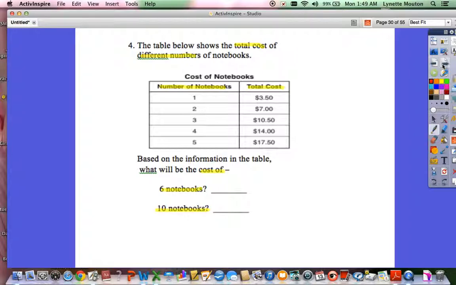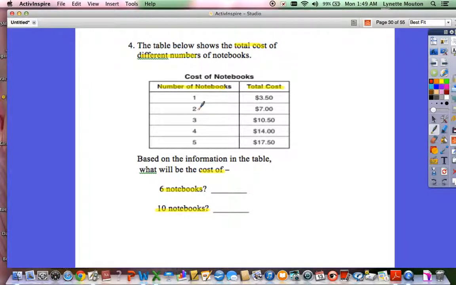Here's another format. This time it's in a table, and we've seen some like this before. And remember, it's important to read it so you understand which way to read the table. The table below shows the total cost of the different numbers of notebooks, kind of like that paddles and canoe things. So here's the number or the cost of one notebook. One notebook straight across costs $3.50. So that's the direction you should be reading this, horizontally across. Number of notebooks, total cost.